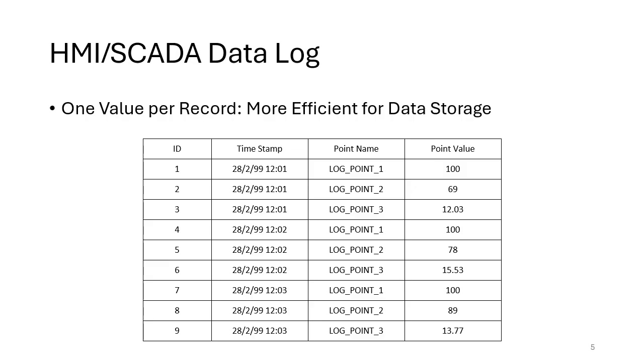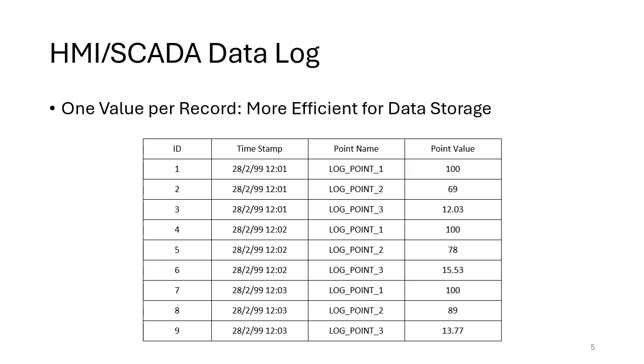But we've then got the timestamp, so this would use a particular date format. Then we've got the point name or the tag name we're logging, and then we've got the point or tag value that we've logged. So in this case, we're logging at 12:01, we're logging 3 points. We're logging log point 1, log point 2, log point 3, each with their individual value. And then at 12:02, 1 second later, we're logging log point 1, log point 2, log point 3 with their values. And notice not all of the values have changed.